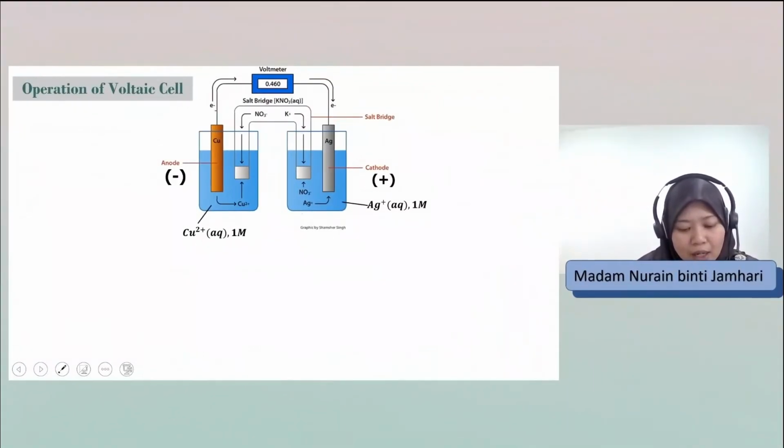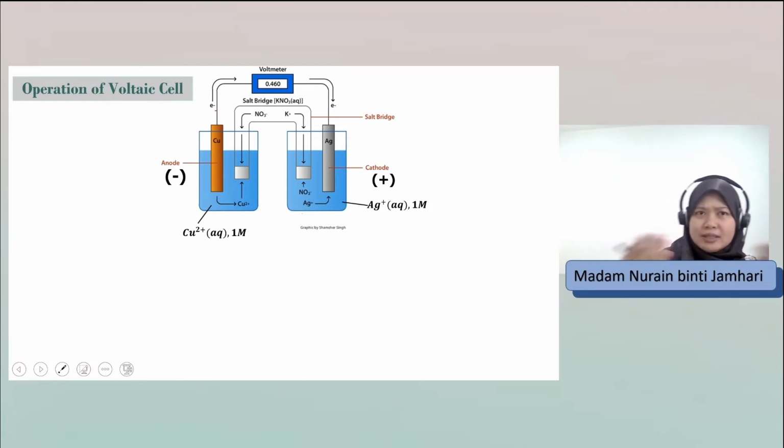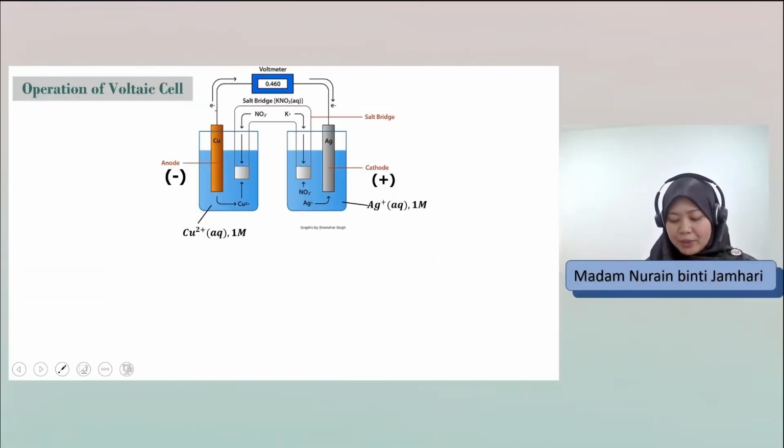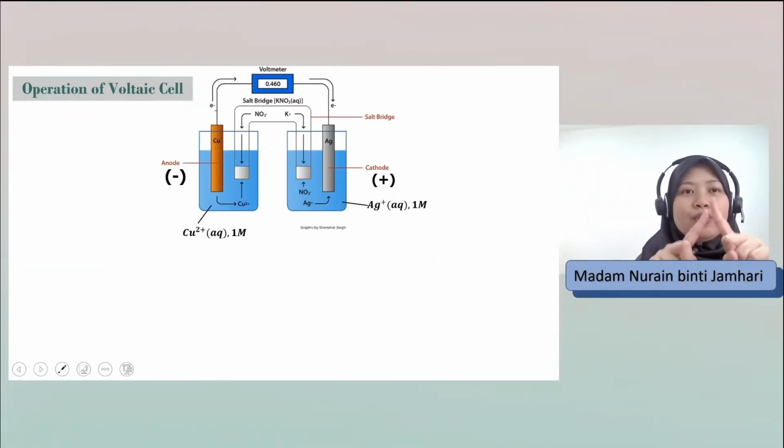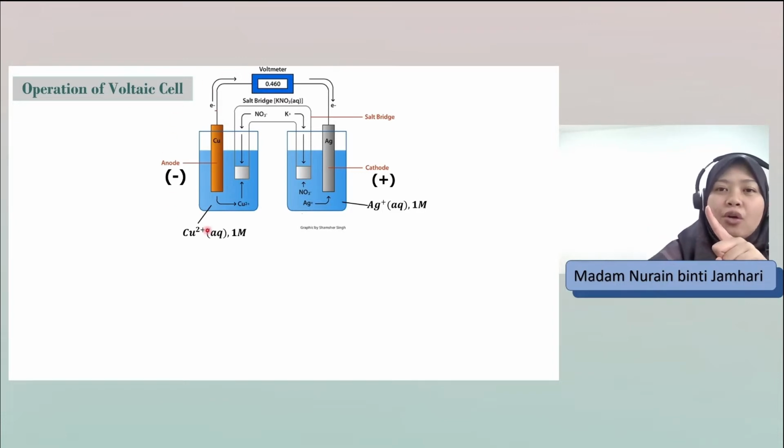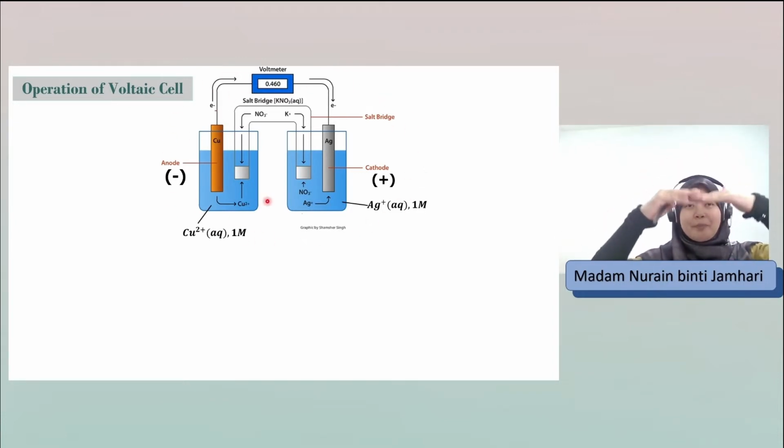Next learning outcome is to describe the operation of voltage cell. Okay, I'm using like galvanic cell, voltage cell is the same thing, right? Okay, you guys tahu kan benda tu benda yang sama kan? Bila dia minta operation, the first thing that you have to do is you have to draw a label galvanic cell. Lepas tu you akan ada penerangan di bawah.